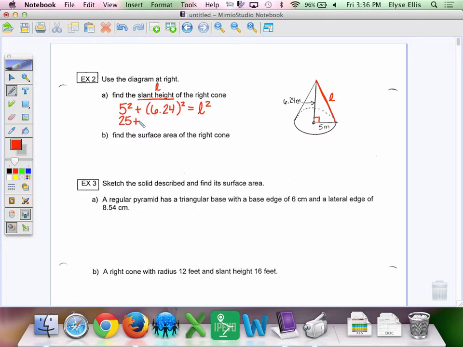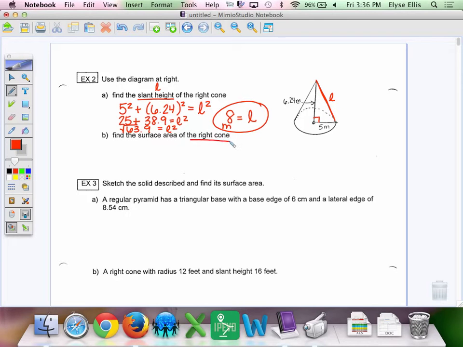So we end up with 25 plus, let me grab my calculator here so we can do that decimal. If we do 6.24 squared, we end up with 38.9, equal to L squared. If we add our 25 to that, we have 63.9 equal to L squared. And if you square root that, I've got 7.99. When that keeps rounding, it's going to keep rounding to 8. And technically, you can make that 8 meters. There is your slant height.